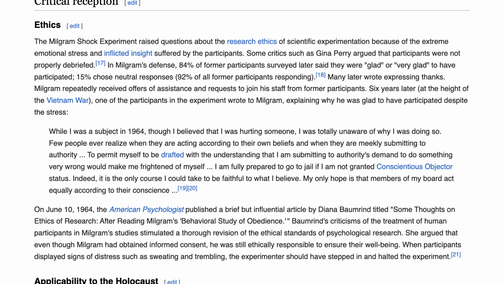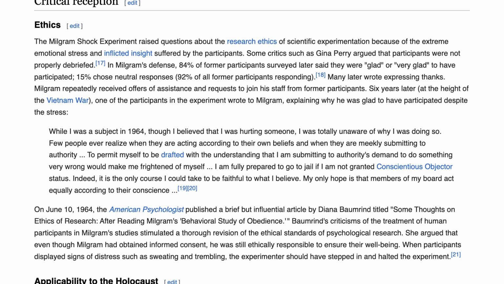In Milgram's defense, 84% of former participants surveyed later said they were glad or very glad to have participated, 15% chose neutral responses, with 92% of all former participants responding. Many later wrote expressing thanks. Milgram repeatedly received offers of assistance and requests to join his staff from former participants.